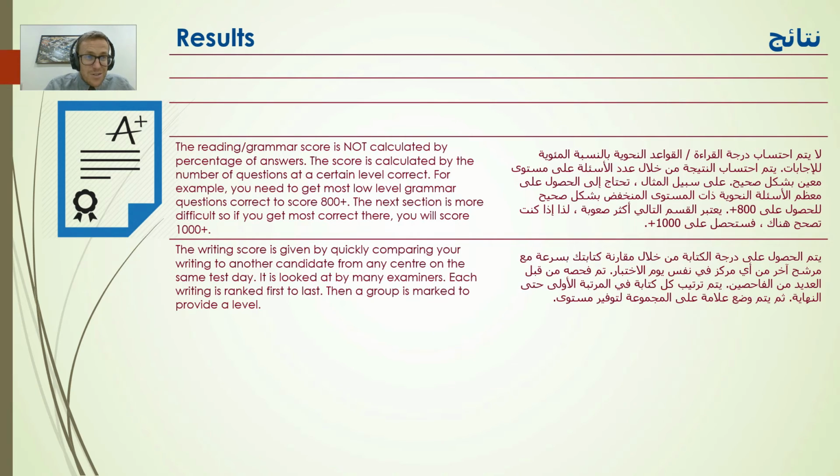The writing score, they actually look at two writings together and they quickly decide which one is better. And it's quite easy to see, usually by how long it is, how well it starts, have they used spelling and punctuation. That's really quick and easy to tell. They put them in order and then the group of writings are looked at and marked to provide a level. Is this high level, middle level or low level?